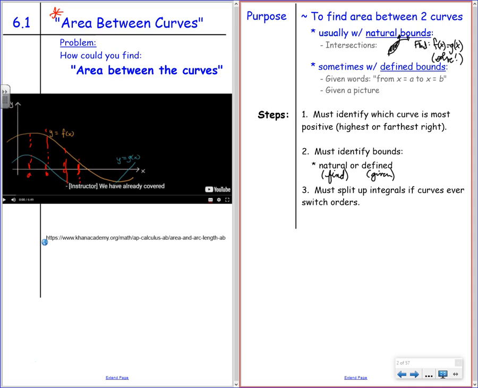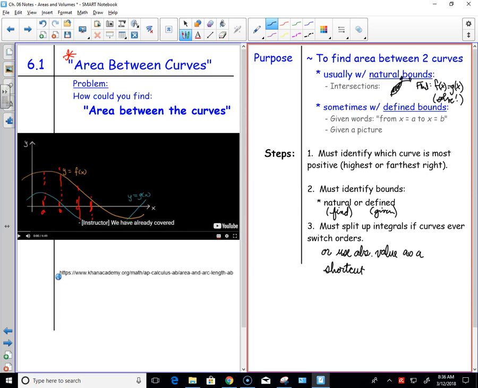And then we have to be careful that we must split up integrals if the curves ever switch orders. Or, all right, here's a quick little note to add. Or use absolute value as a shortcut. But guys, with absolute value, don't we sometimes have to split up things also? Sometimes you have to split up things also.